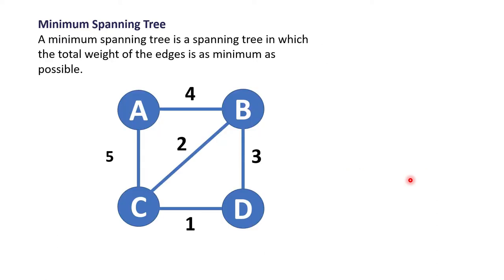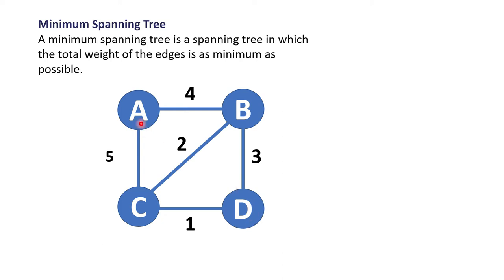So now, what is a minimum spanning tree? In the previous section we learned what is a spanning tree, but what is a minimum spanning tree? The definition says a minimum spanning tree is a spanning tree in which the total weight of the edges is as minimum as possible. That means this minimum spanning tree is applicable for a weighted graph. Weighted graph means there will be one weight assigned to the edges. So from A to B or B to A, the weight is 4.